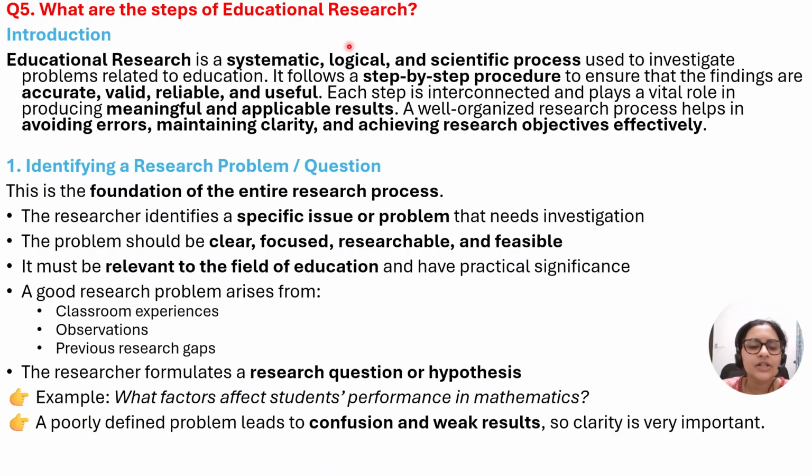What are the steps in educational research? First, identify the research problem. It's very important. Identify the research problem or the question. This is the foundation of the entire process. So the researcher identifies a specific issue or problem that needs investigation. Example: what factors affect students' performance in mathematics? So this is the problem that the person has identified.